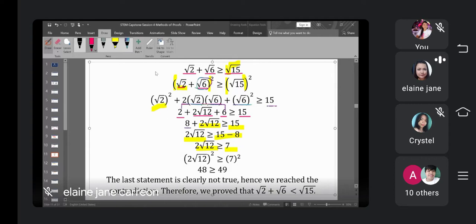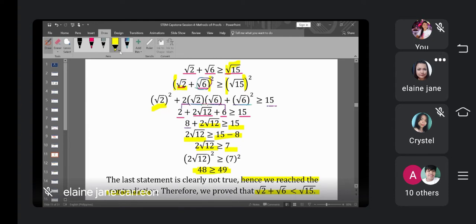Kasi nga, 48 is not greater than 49. It's less than. Therefore, we reach the contradiction. Therefore, we prove that square root of 2 plus square root of 6 is really less than square root of 15. I hope you understand the conclusion.